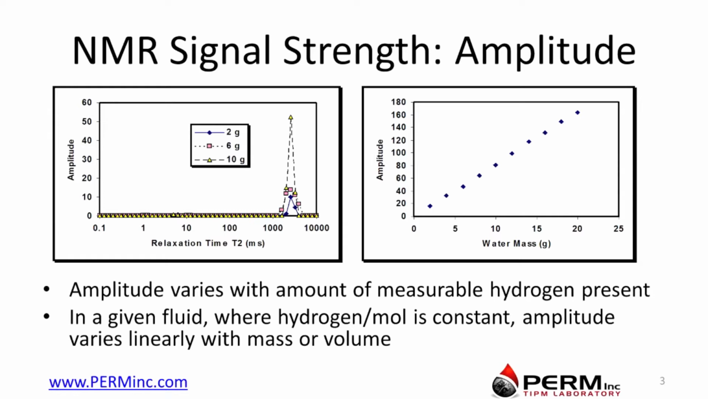And if you're dealing with any NMR machine, you can calibrate to the signal of a known fluid like water. So you can measure your amplitude per mass or amplitude per volume of water, and you can now relate all of the measurements from different NMR systems against one another.